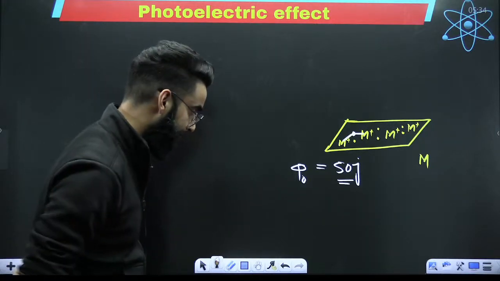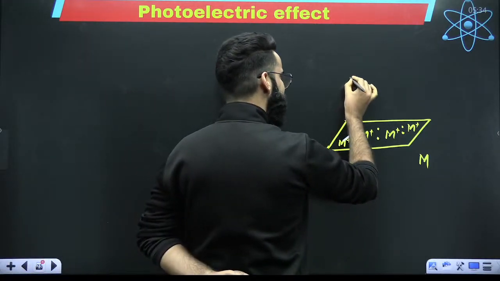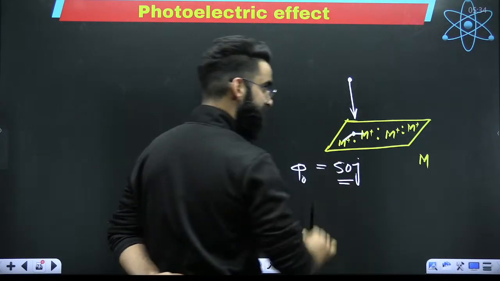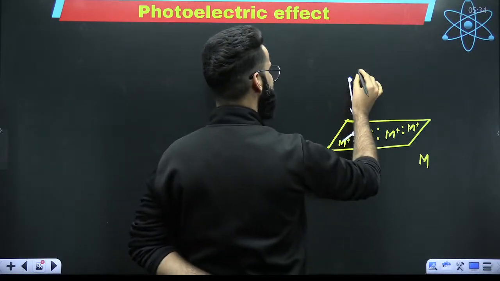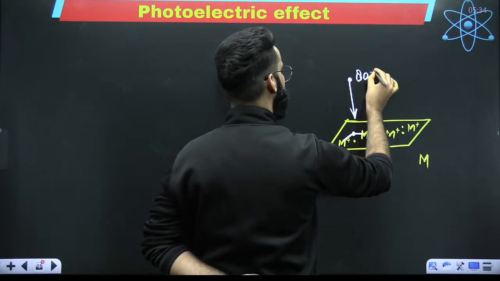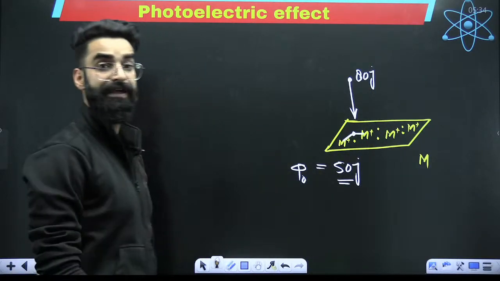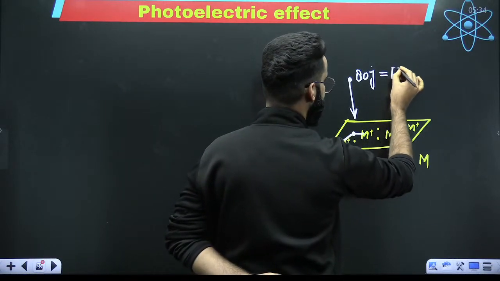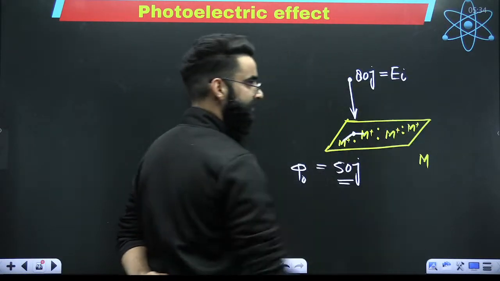Now tell me one thing. Imagine that this is the photon which is going to be incident on this particular surface. Let's say this photon carries the energy of 80 joules. So this 80 joules I'll be calling as incident energy.